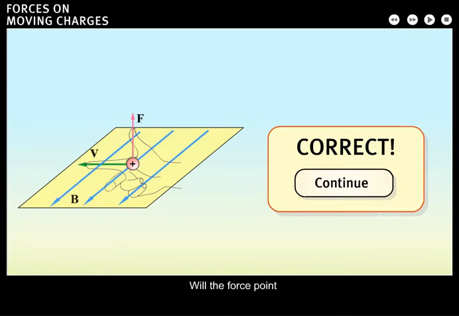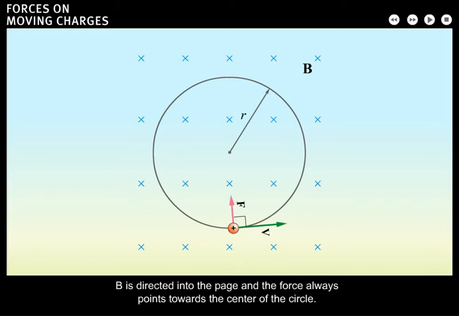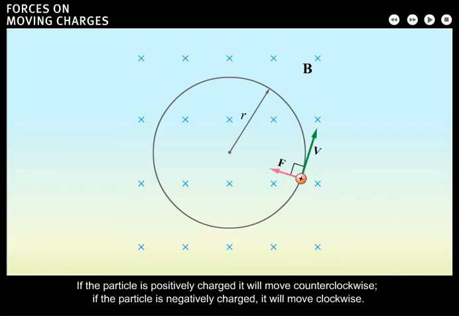Correct. The charged particle travels in a direction perpendicular to the magnetic field. The particle moves in a circular path. B is directed into the page, and the force always points towards the center of the circle. If the particle is positively charged, it will move counterclockwise. If the particle is negatively charged, it will move clockwise.